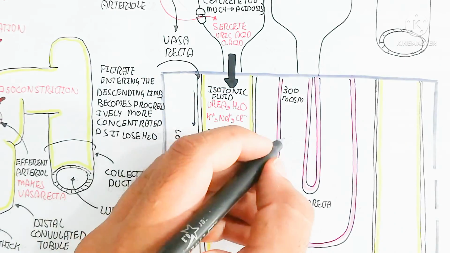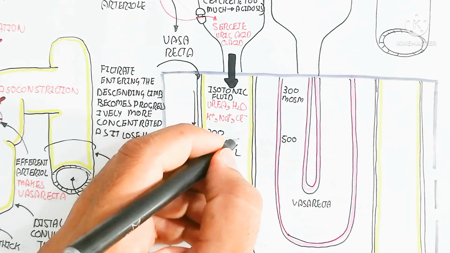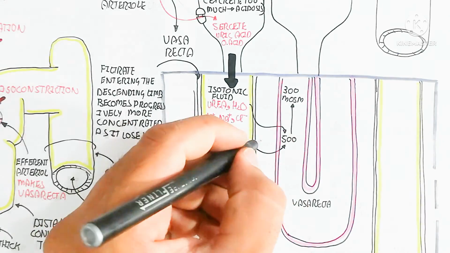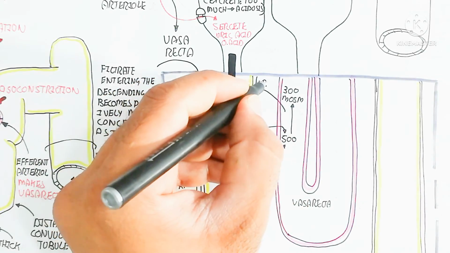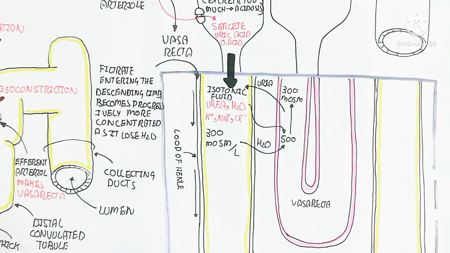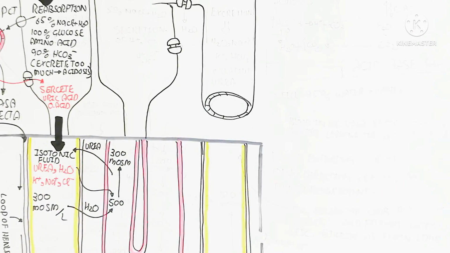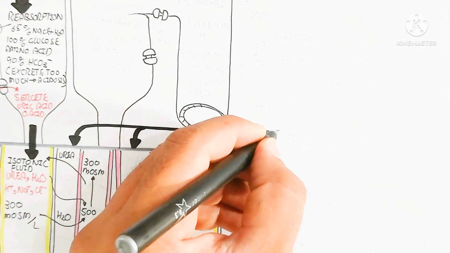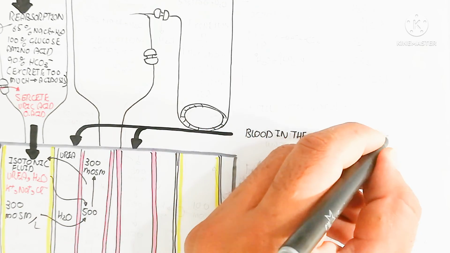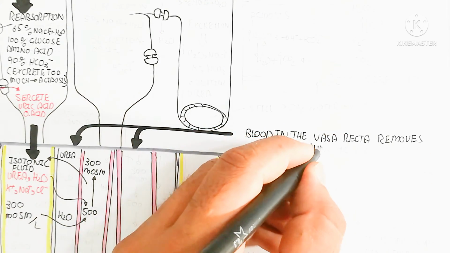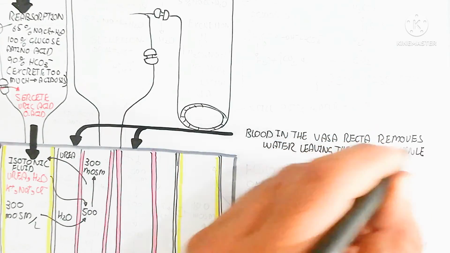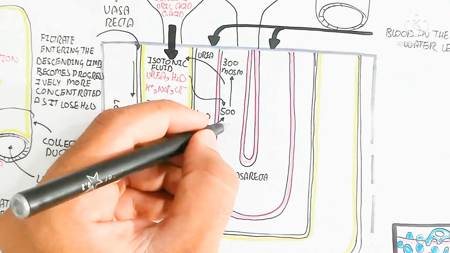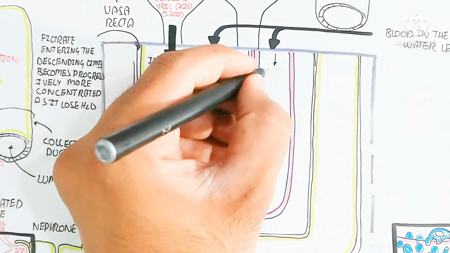but inside the vasa recta, which surrounds it as a capillary from the efferent arteriole, it contains 500 milliosmol per liter, which means the water content is less. So when the water content is less, the 300 milliosmol per liter content is more. Basically the blood in the vasa recta removes water, leaving the loop of Henle. So water will leave to increase to 600 milliosmol per liter.